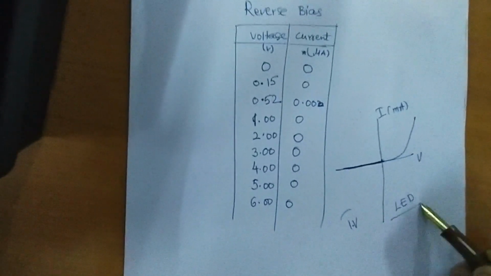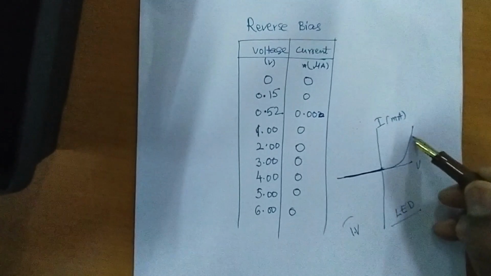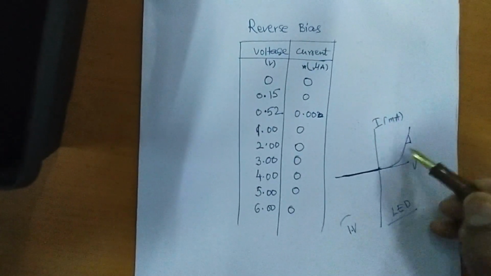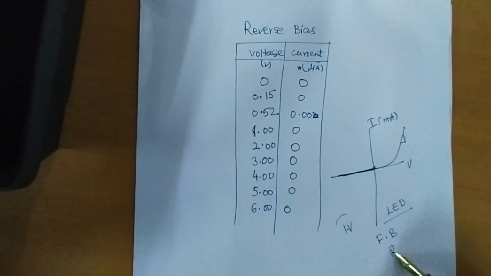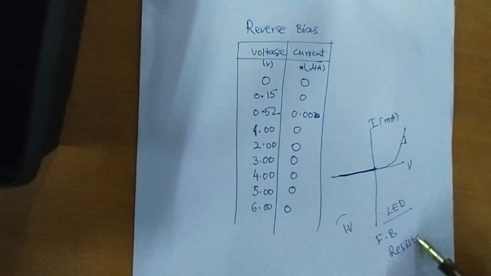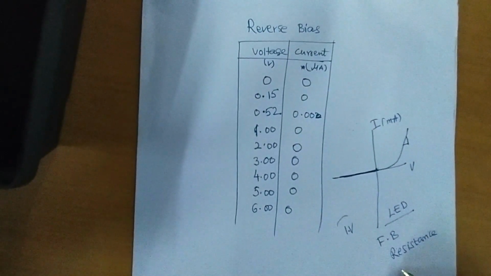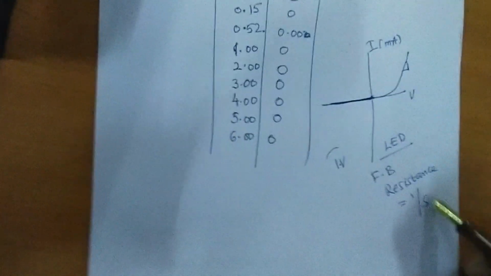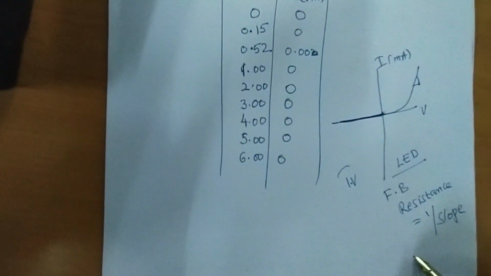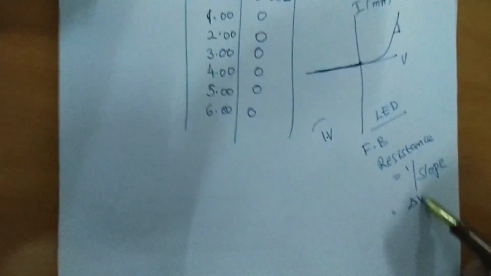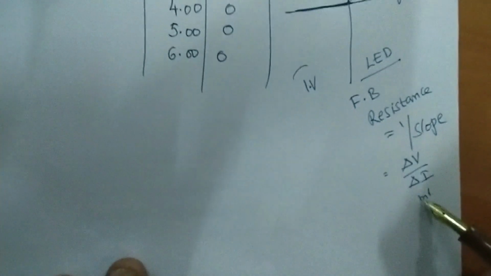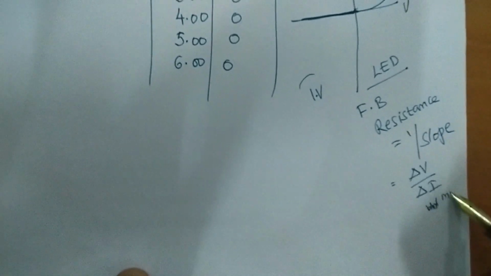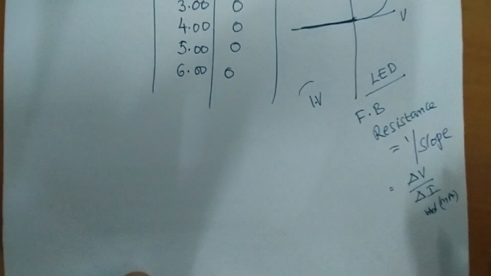In this experiment, you need to find the slope in the linear region and find the forward biased resistance as 1 by slope. You know, slope is delta I by delta V, and the resistance is 1 by this. Convert the milliamperes into amperes, and we will get the value.